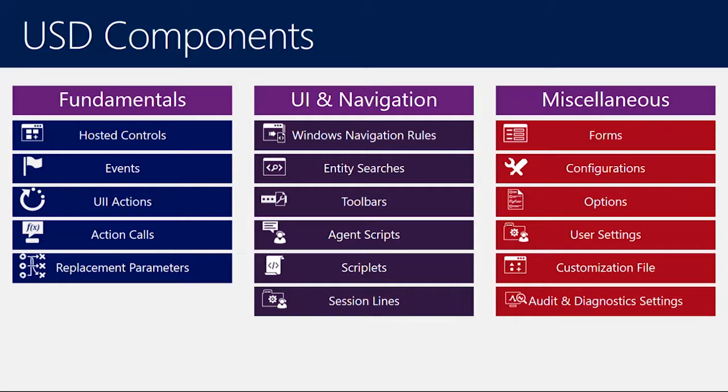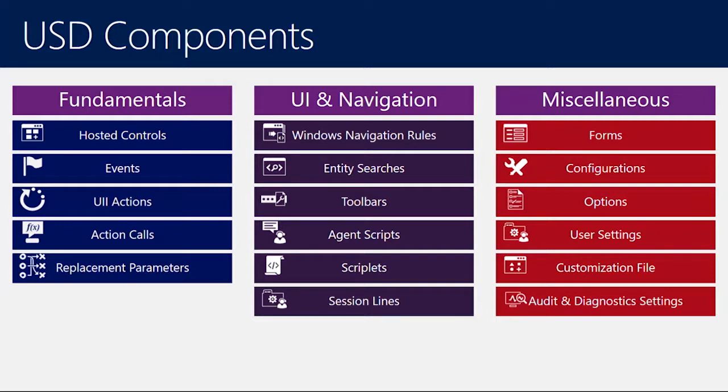Then you get more into your UII and navigation elements. Those are going to be things like navigation rules, which are going to control how these individual windows open up inside the application. Your toolbars, which are going to show up on the different elements of the application and allow you to click or select something and have it take effect within the application itself. Your agent scripts, where you can provide people with guided processes as they are moving forward. Your session lines, which control where things are displayed in the application. And then you can get into some of your initial forms and configurations, and we'll talk a little bit more about each one of those as we go through.